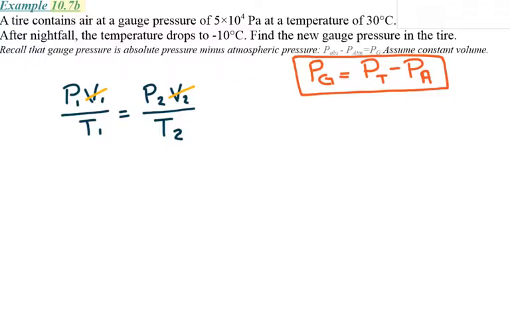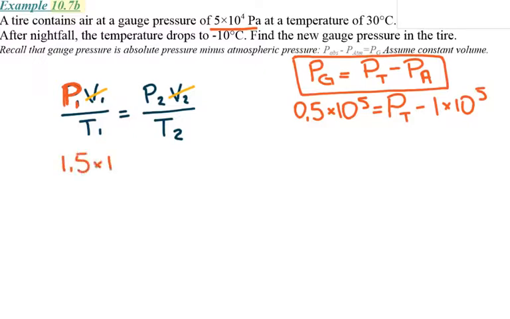Because the gauge pressure is 5 × 10^4, so this is 0.5 × 10^5 and equals the total pressure or pressure inside of the tire minus the atmospheric pressure. And atmospheric pressure is 10^5, so this is 1 × 10^5. So the total pressure, the one that I have to plug into my formula, the pressure inside of the tire, is actually 1.5 × 10^5.